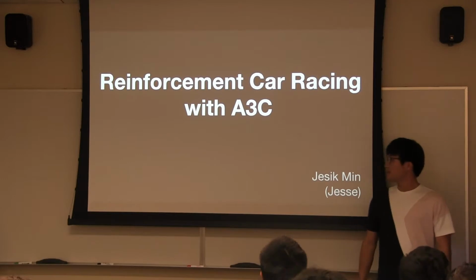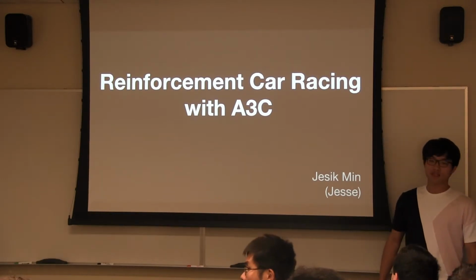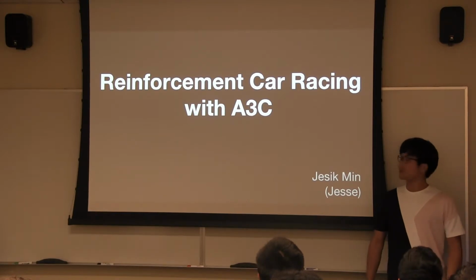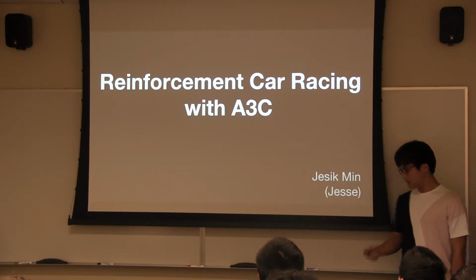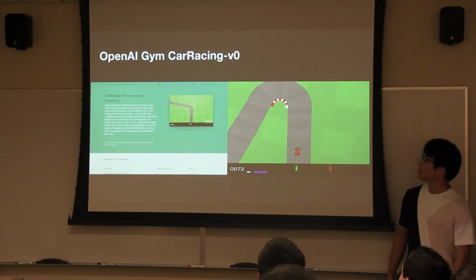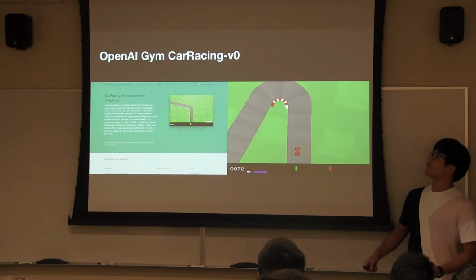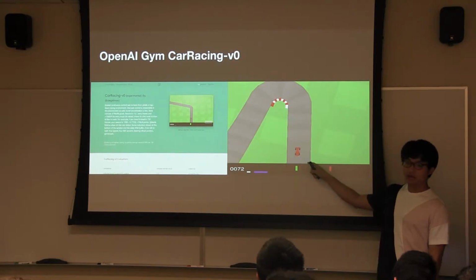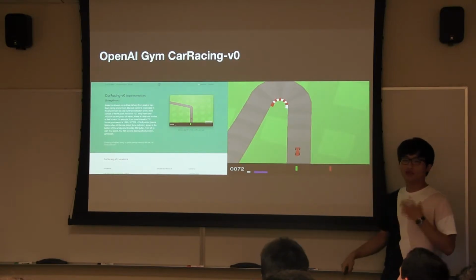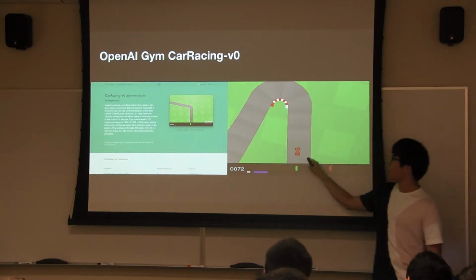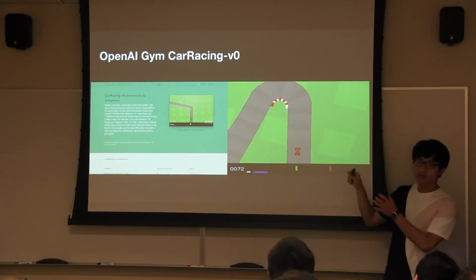Hi everyone, I'm Jesse. My project is reinforcement learning for racing with a CNN model, and I'm doing this project for CS231 and CS234 combined. Let me first introduce the target environment. My target environment is CarRacing version 0 in the OpenAI Gym. Basically, you have to complete the track, and every track is randomized for every game, and you get a reward if you drive correctly within the boundary.